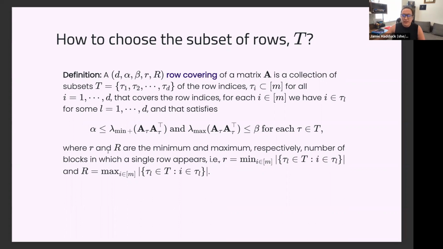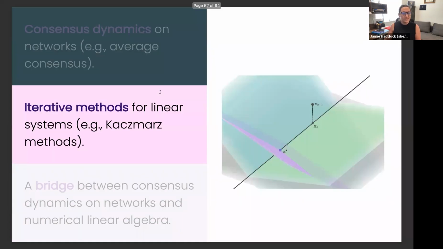These aren't super important. These just count the redundancy. Little r and capital R measure how many times one of these rows appears in the set of subsets of rows. So we're heading towards an example of utilizing this bridge between consensus dynamics and iterative methods, and then I'll give you a more general sense of what you can do.